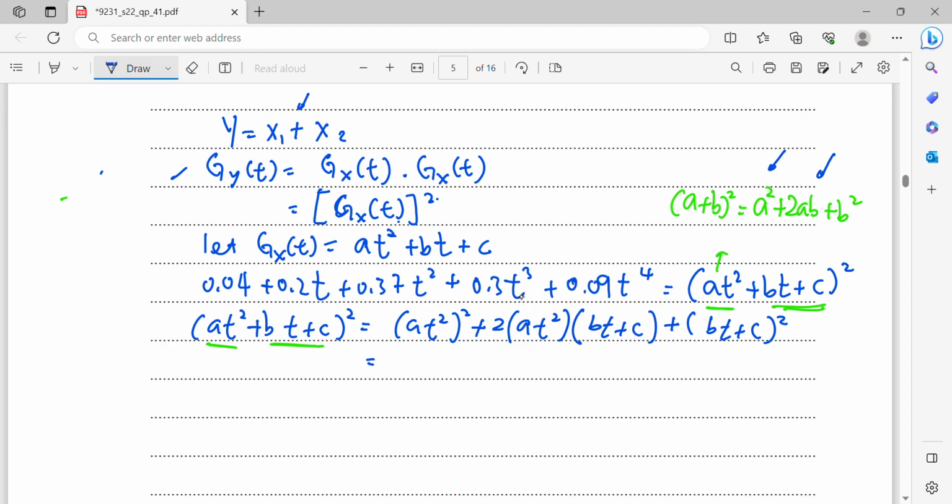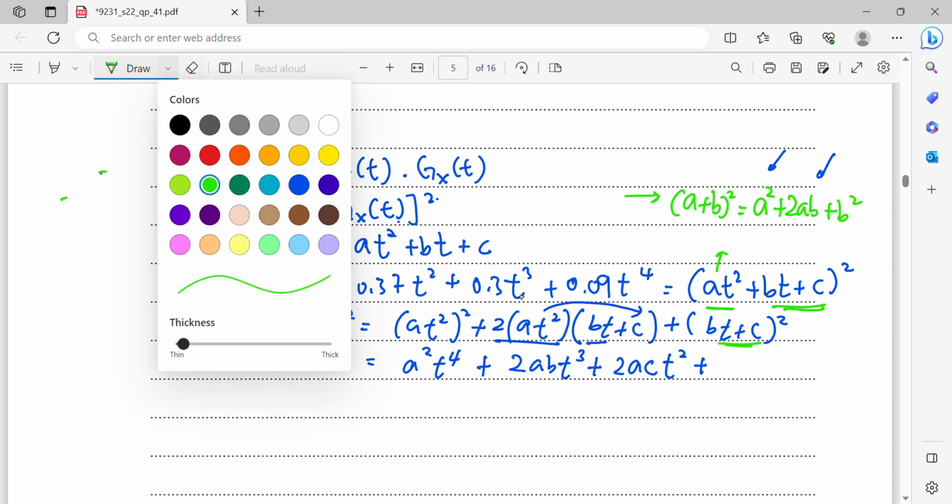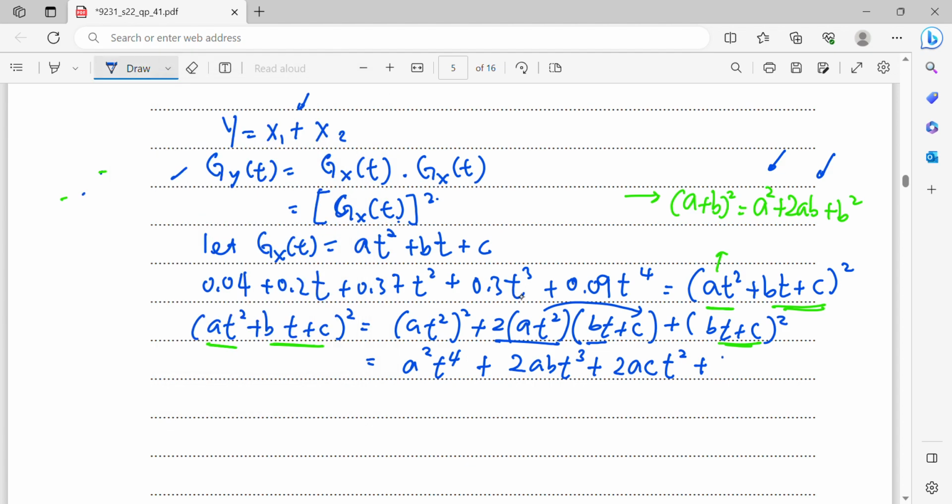Alright, so now further expand all these terms. So I will get a squared t degree 4 plus these two at squared will combine together and multiply by bt. So I will get 2ab t cubed. Okay, and then this multiply by c. So I will get plus 2ac t squared. And then for the last bracket, I will apply the formula again, right? So now you will get b squared t squared plus 2bct plus c squared. Okay, this is what I get.